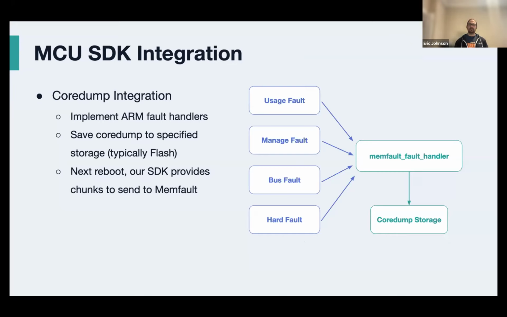This fault handler is responsible for saving the core dump, so it will go through, collect all those memory regions I mentioned previously, save them into your non-volatile storage or potentially RAM if you don't have access to that, but flash is best. And then on the next reboot, our SDK will take that core dump that we collected, chunk it up into packets that you can then send on their way up to Memfault for analysis.